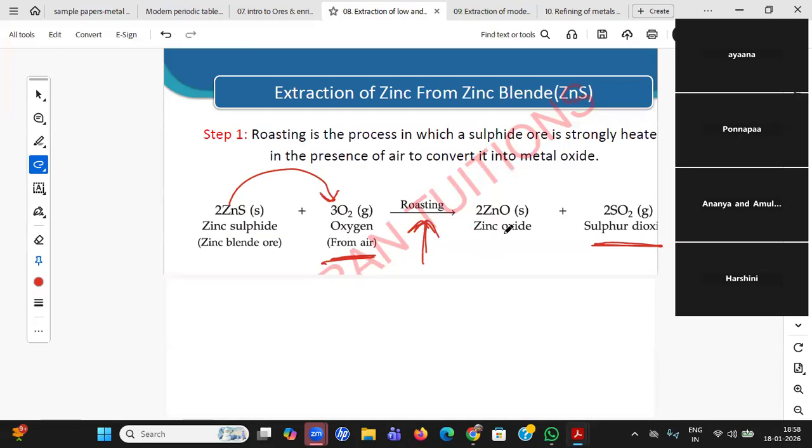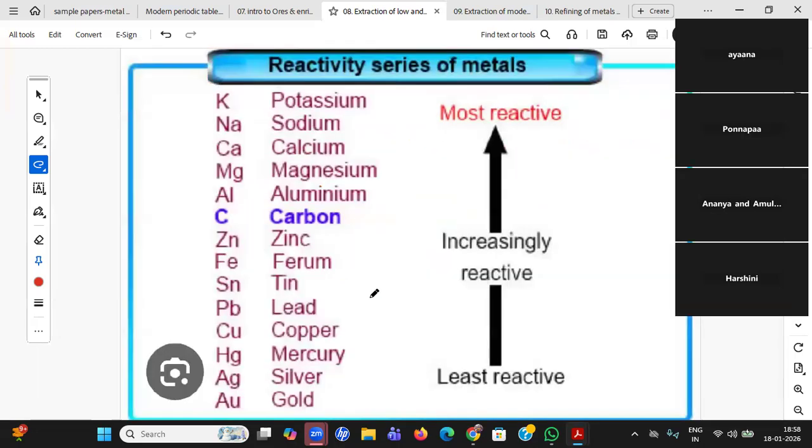Next step, now you need to reduce it. Now the question comes, which is the economical way? Should I heat it? Should I self-reduce it, or do I use some other particular reducing agent? The answer is reducing agent works. Why, sir? Why does the reducing agent work here? Because of this reason. Yes, carbon, right answer. For sulfide, roasting can be done, and carbon can be used as a very good reducing agent. Okay, Harshini, right answer, student.